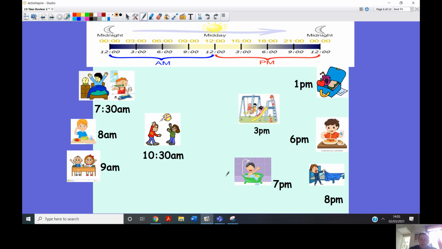Then 7 p.m, you might have a bath or start getting ready for bed. That would be at 7 p.m. At 7 a.m, you're likely to be getting up and getting ready for school. And then at 8 p.m, it's time to go to bed. Sleep time. We couldn't say it was 8 a.m. that it's time to go to sleep because you should be having breakfast then.